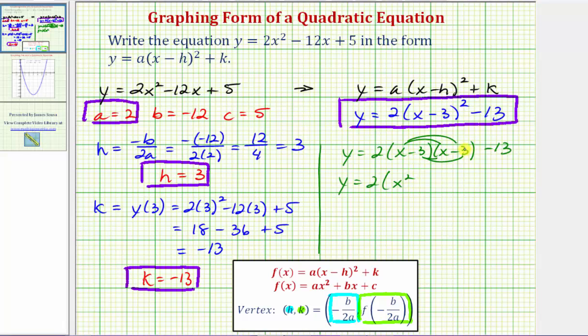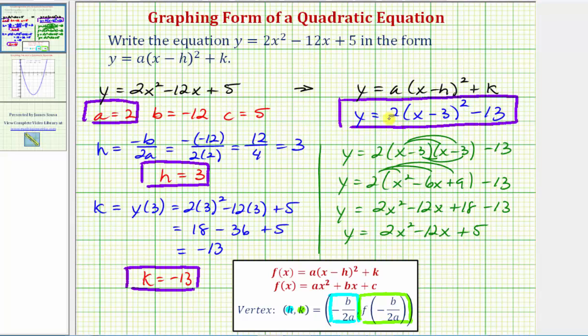X times negative 3 is negative 3x. And then we have negative 3 times x, which is another negative 3x. So we have minus 6x. Negative 3 times negative 3 is positive 9. Now we'll distribute the 2 and combine like terms. So we have y equals 2x squared minus 12x plus 18 minus 13, which does give us y equals 2x squared minus 12x, and then 18 minus 13 is positive 5. Notice how this equation is the same as the given equation.